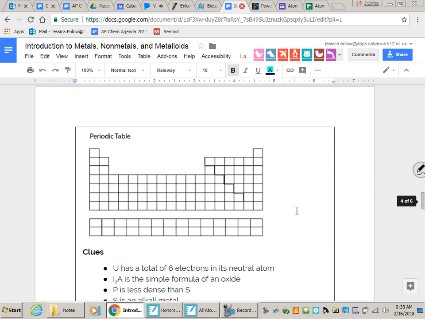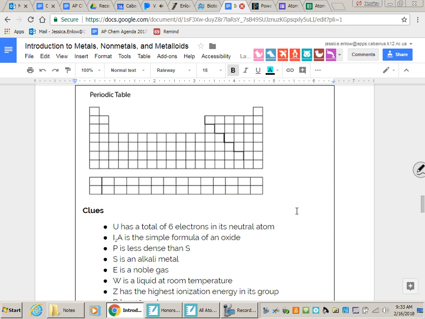Here's the periodic table that you're utilizing. You will only use the first 4 periods. So 1, 2, 3, 4. Maybe put a little slash. You won't be using the bottom ones at all. Only the first 4 periods. Once you figure out one, you can figure out the others. So let me get you started.